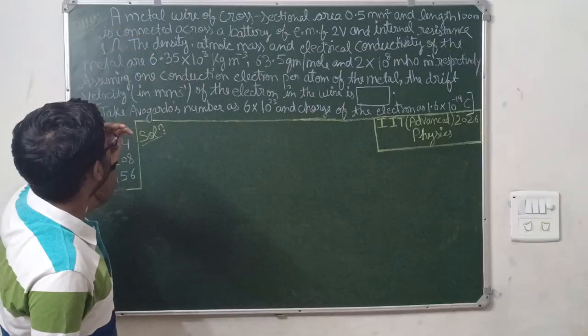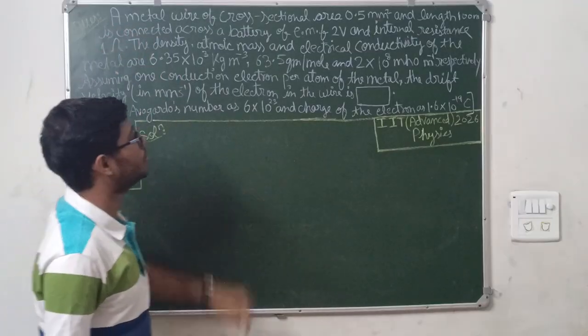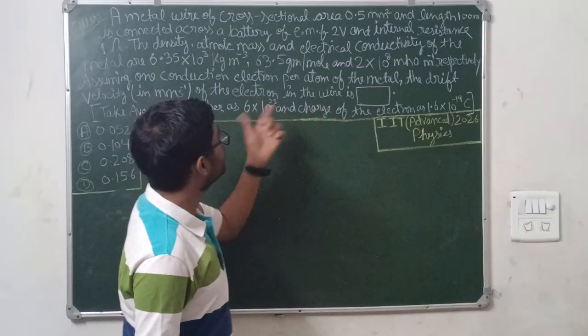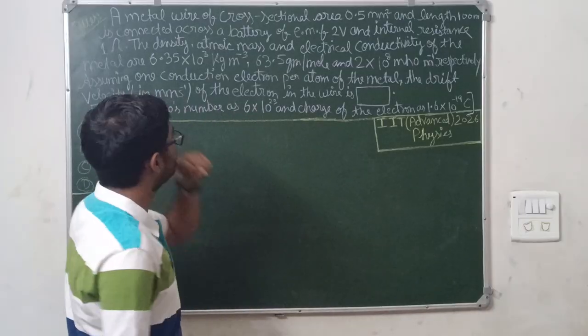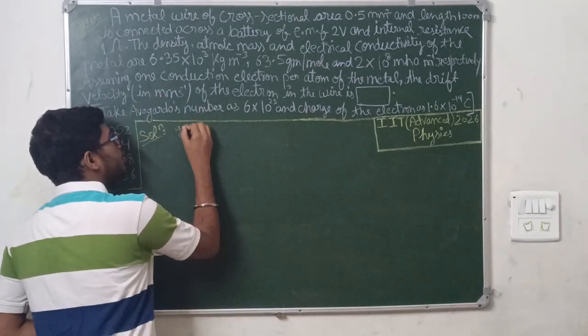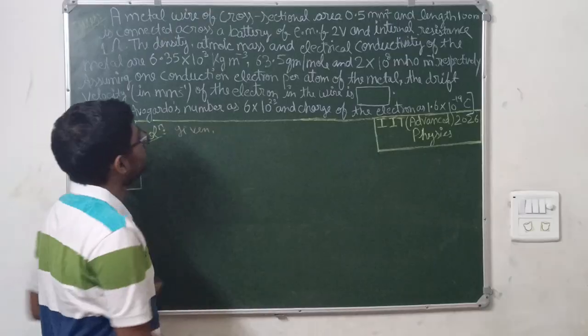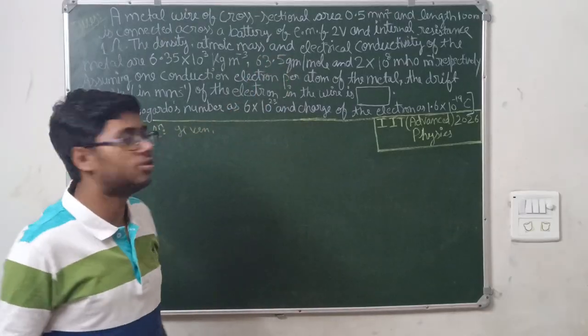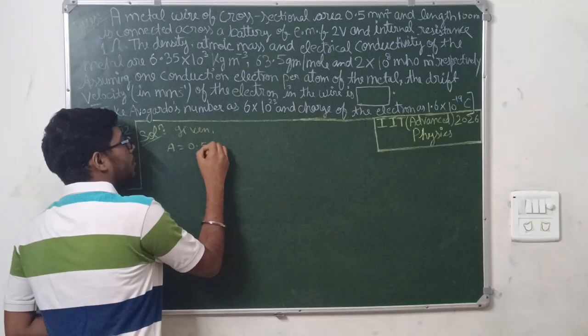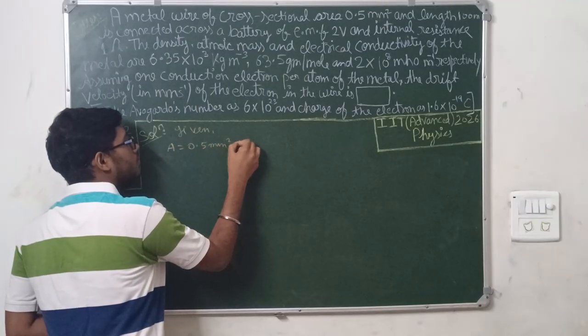A metal wire of cross-sectional area 0.5 millimeter square and length 100 meters is connected across a battery of EMF 2 volt and internal resistance 1 ohm. So let us add the given data here. First of all, we have been given the area of cross section, which is 0.5 millimeter square.